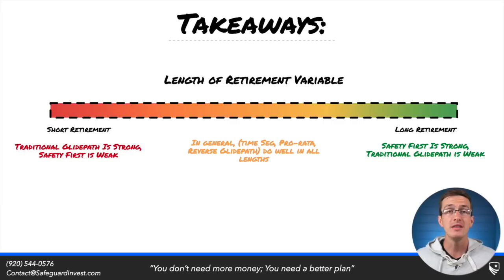The second takeaway, the length of your retirement, is an important factor, as we've already discussed. A safety-first approach is weaker on a shorter timeline, whereas a traditional glide path is going to be a lot weaker on a longer time horizon. So taking into account your family longevity, retirement date, and current health is important for deciding the best strategy for you.